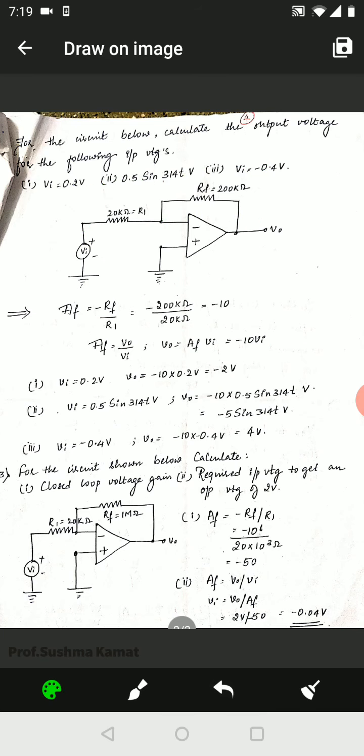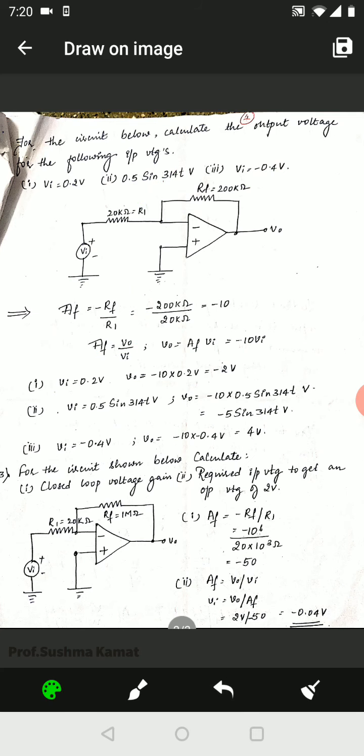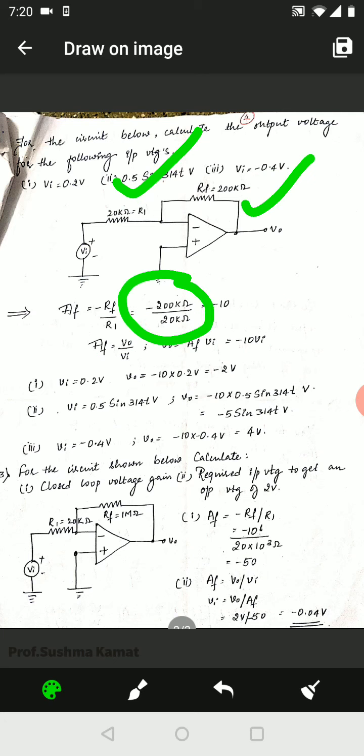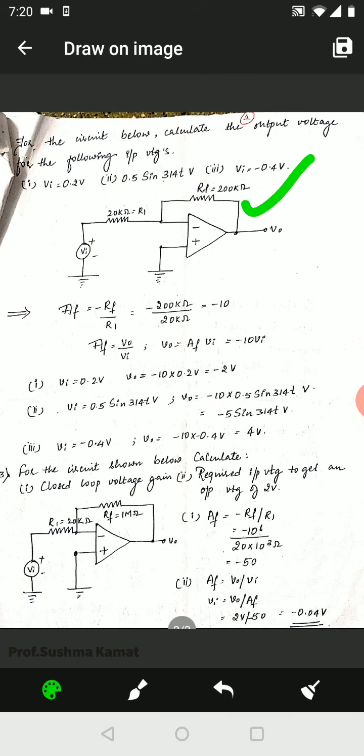Now let me first write the formula. The formula for any inverting amplifier is AF is equal to minus RF upon R1. So with the values for RF and R1 both being mentioned in the numerical, we can first find the value for AF. So the value for RF is 200 kilo ohm and R1 is 20 kilo ohm. If I put this in the formula, we will get the answer minus 10. So the value for AF which we have obtained now is minus 10. This is unitless because RF and R1 both are the same kind of parameters.